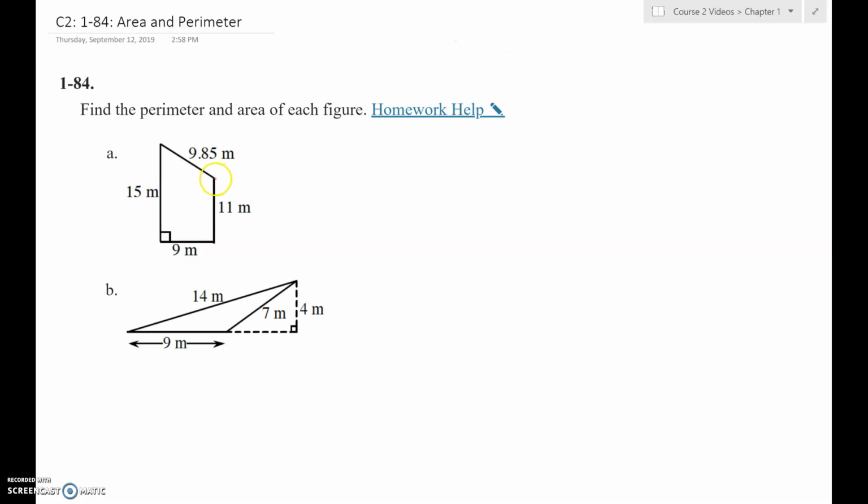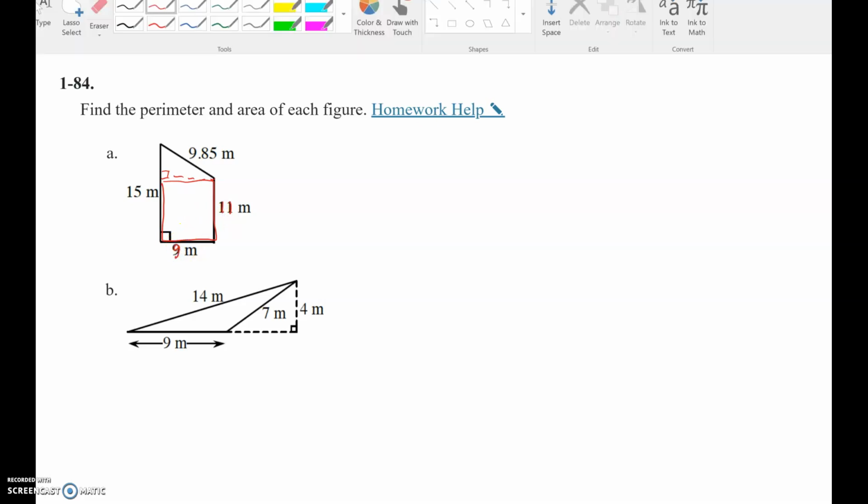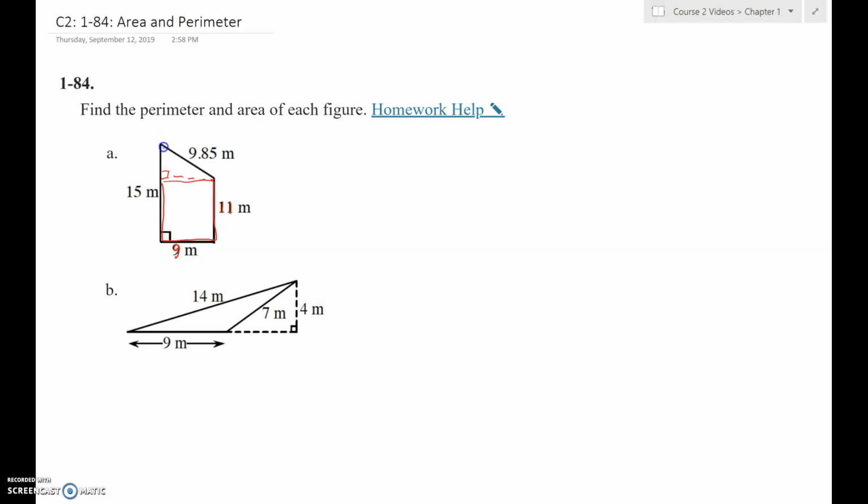I'm going to turn this into a rectangle with a triangle attached. So that's now my right angle. I now have a rectangle with a triangle here. This shape is an 11 by 9 rectangle. And then my triangle up top, I'll do in blue. My triangle up top in blue has a base of 9. It's equivalent to the one down here.